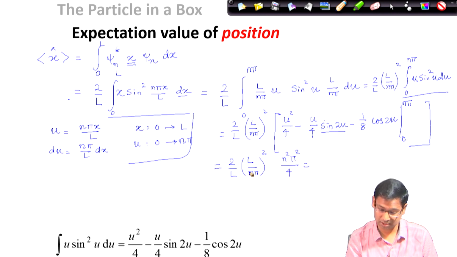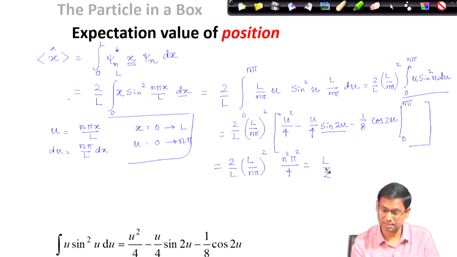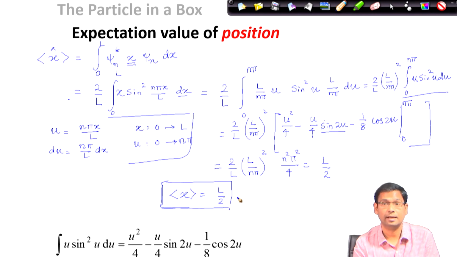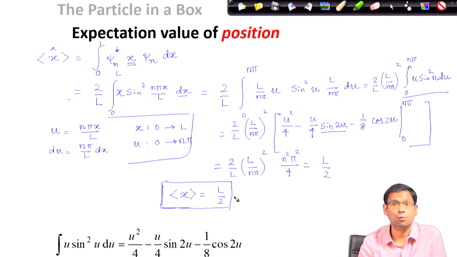When I look at this, n square pi square cancel out, L square cancels out, and I will be left with L by 2. So, what this tells us is that the expectation value of x is L by 2. Does it depend on n? No, it is independent of n. It does not matter which eigenfunction I am in, the expectation value of the position operator for the particle in a box problem is going to be L by 2.